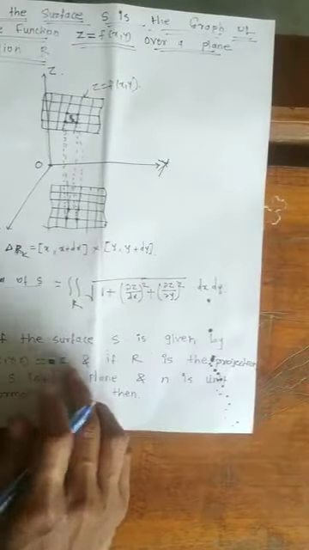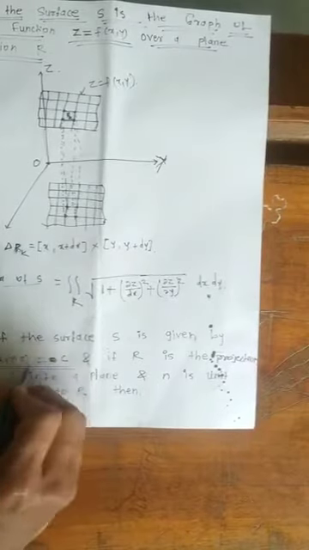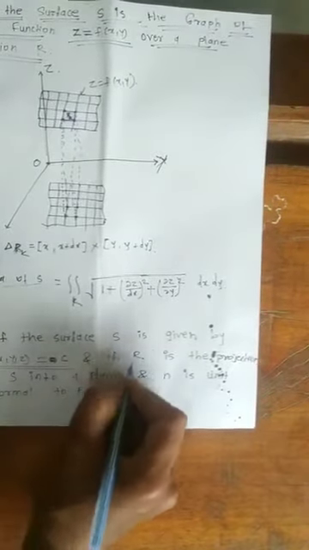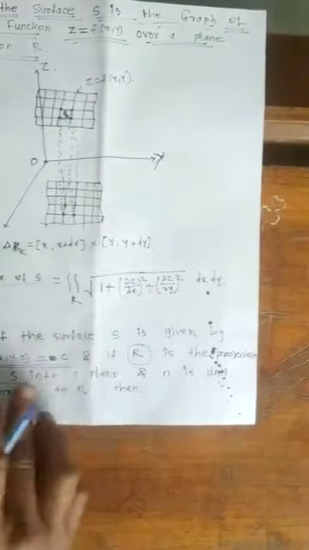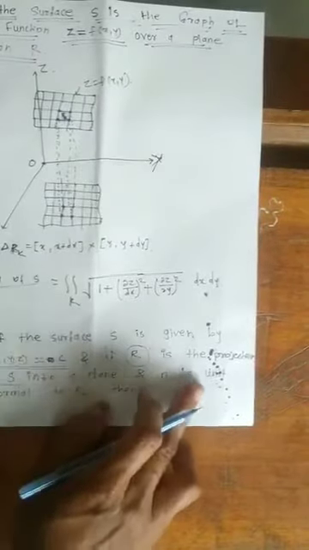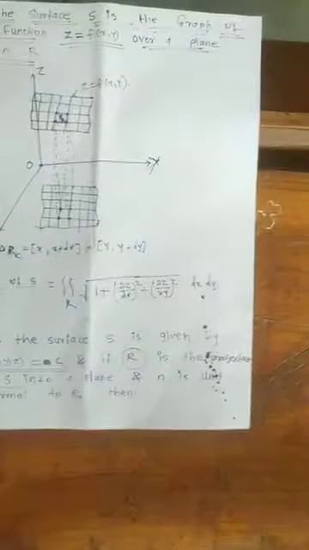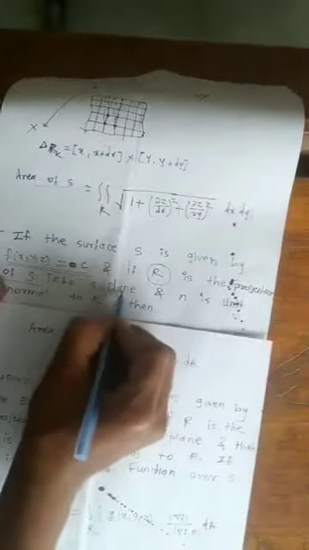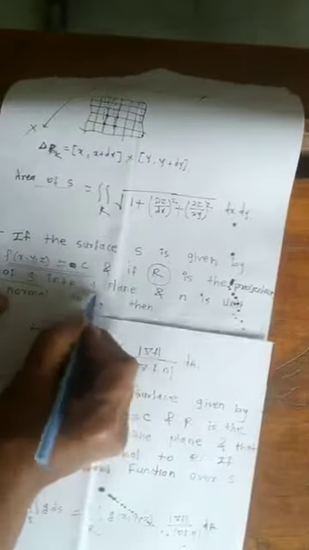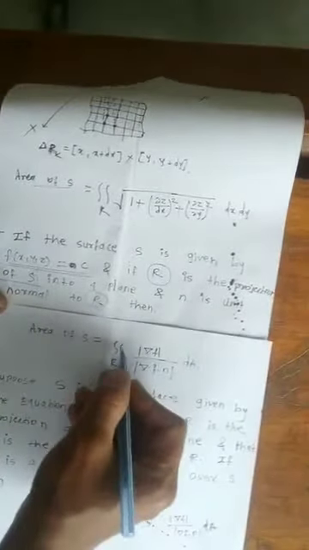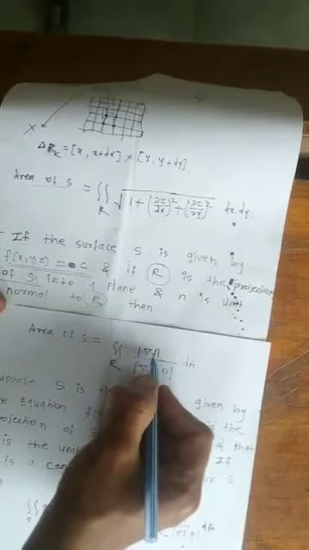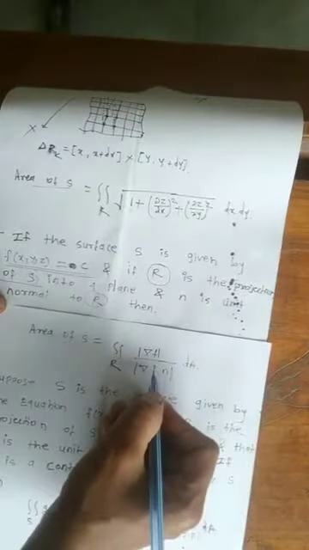Next, if the surface S is given by the equation f of x y z is equal to c, and R is the projection of S onto a plane and n is the unit normal to R, then the area of S is equal to the integral over R of mod of gradient f divided by mod of gradient f dot n, dA.